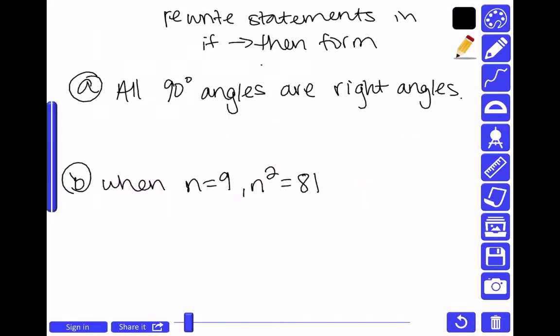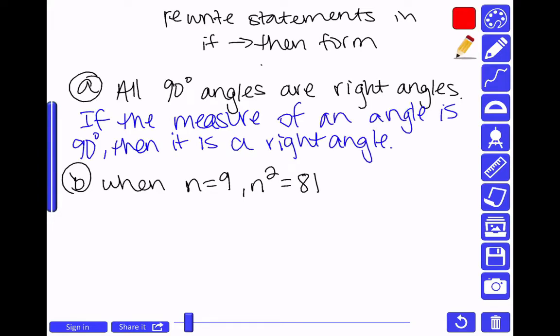So here we have some statements. These would be called conditional statements, but right now they are not in the if-then form, and we're going to rewrite them so that they would be in the if-then form. So statement A says all 90-degree angles are right angles. So in if-then form, I'm going to say, if the measure of an angle is 90 degrees, then it is a right angle. So in this if-then form, the measure of an angle is 90 degrees, that's my P, and it is a right angle is my Q.